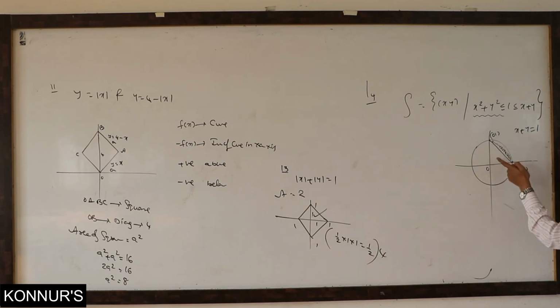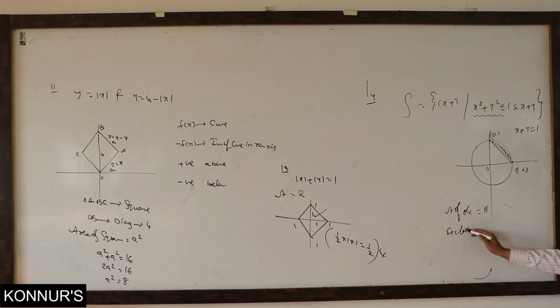How will you find it? The integration method is not necessary. You do it with geometry only. Okay. What is the total area of the circle? Pi r square, r is 1. Then what is sector OAB? 1/4 of 2 pi. Next, triangle OAB: half height into base. Now what is the area left in between?